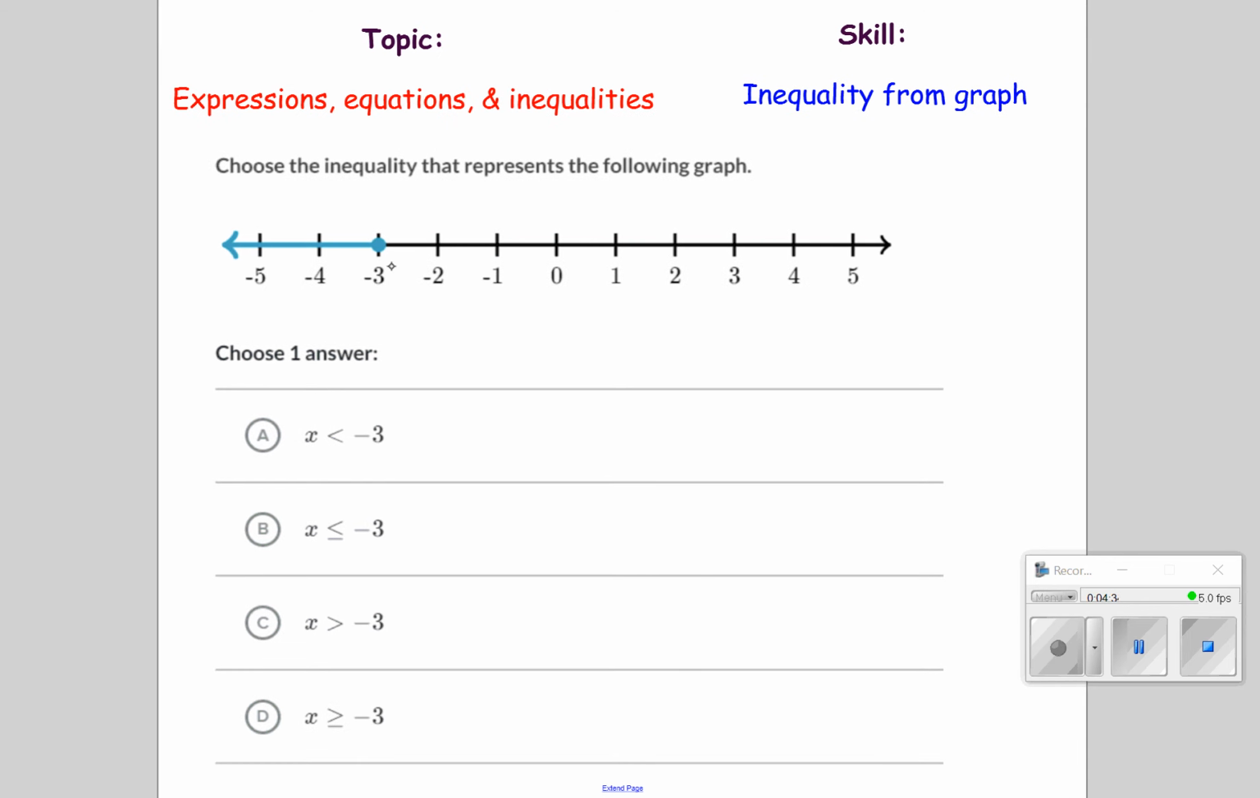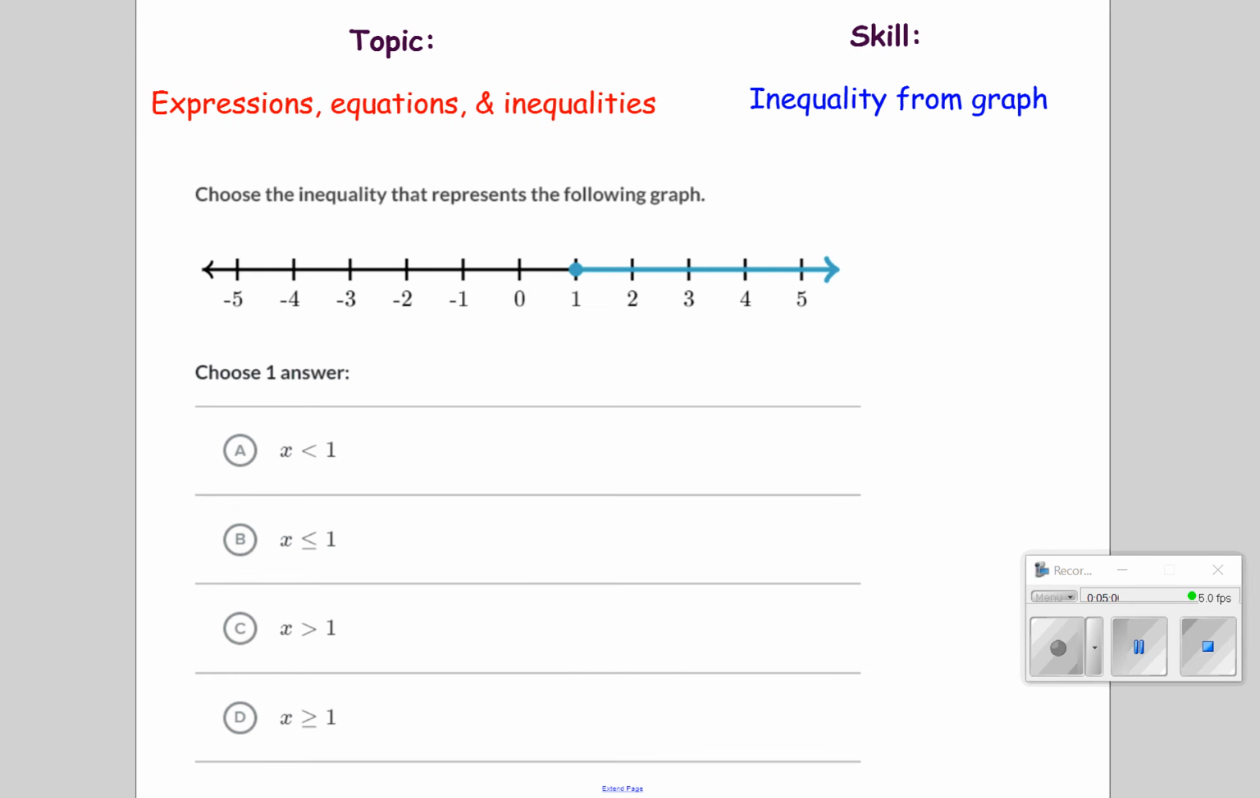Next one, we have a shaded circle at -3. I'll put x here. Now x is all the values to the left of -3. So left means less than. So x is less than -3. But remember, it's shaded in, so we have to include -3 as part of our solution set. So x is less than or equal to -3 is that value right there.